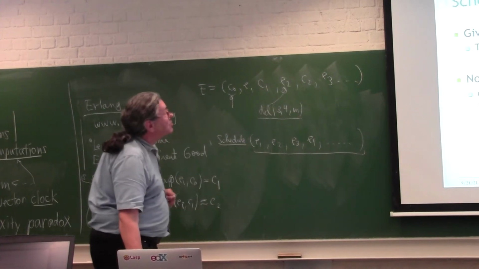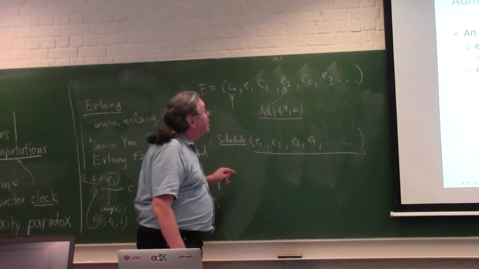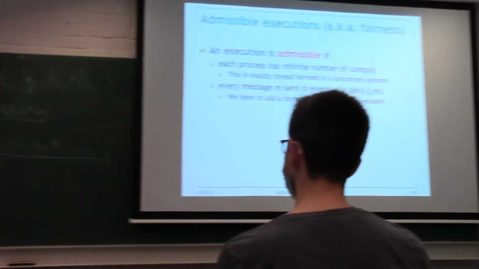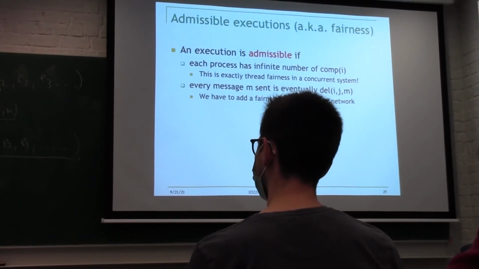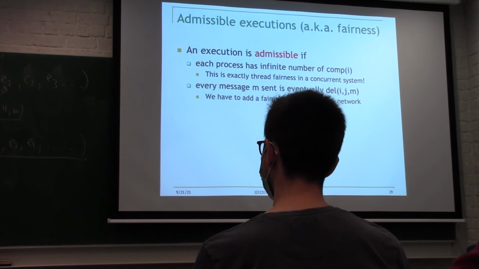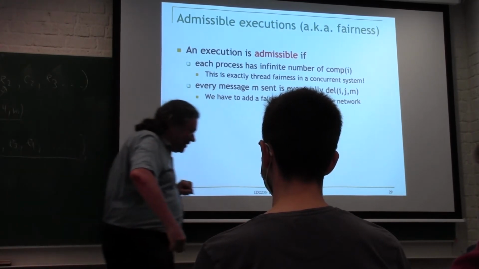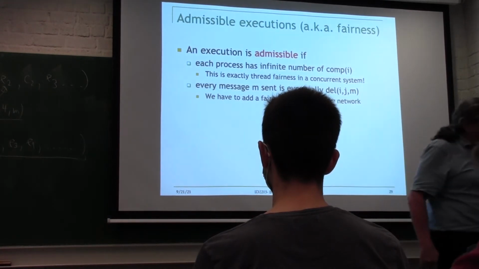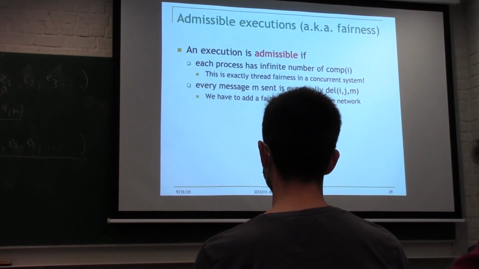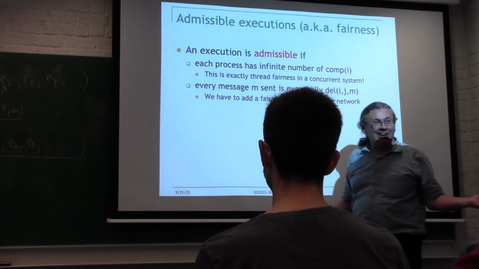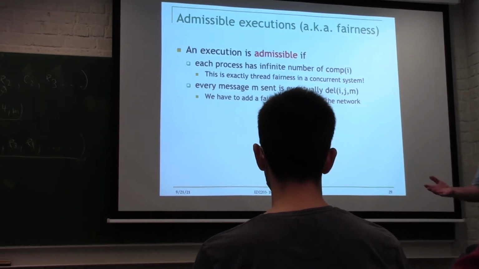Okay, and then there's the notion of admissible execution. So this is maybe the most important, this and causality. So this one is important, and you already know this actually. It's exactly the same as fairness in a concurrent system, okay? So concurrent system with multiple threads, you know it has to be fair. You know what that means, right? You remember what fairness is, without me reading the slides?